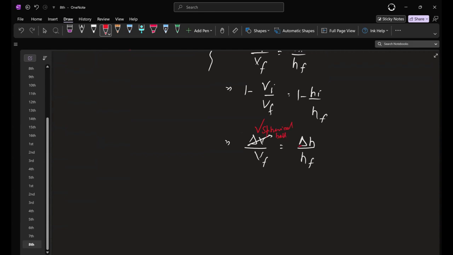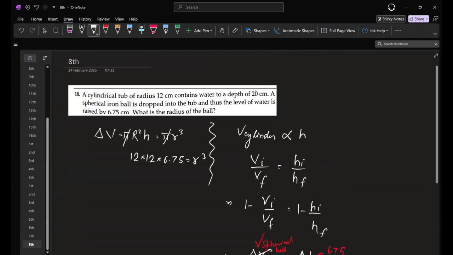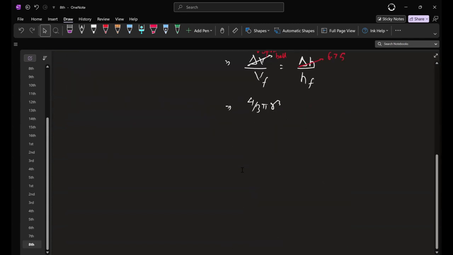This is given as 6.75. So we are going to substitute this. What would we get? 4 upon 3 pi r cube, right? Yeah, and then upon what would be the final volume? Final volume of the cylinder. It would be pi r square into h. What is h? The change in height is 6.75 upon h final.